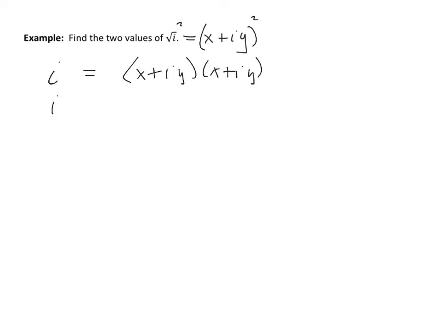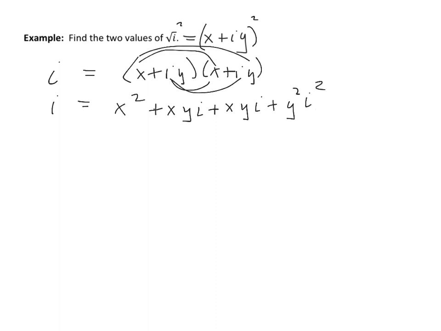And now I'll expand out that right-hand side. This is going to get me x² + xyi + another xyi, and then finally + y²i². Okay, let's simplify that right-hand side a bit. This is x². These come together to give me 2xyi, and this at the end becomes -y² because that i² becomes -1.